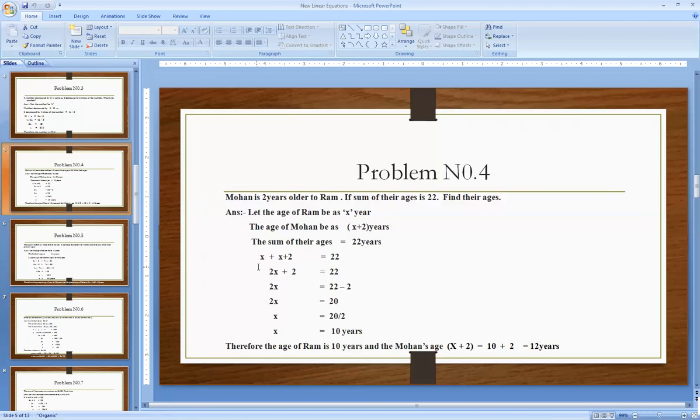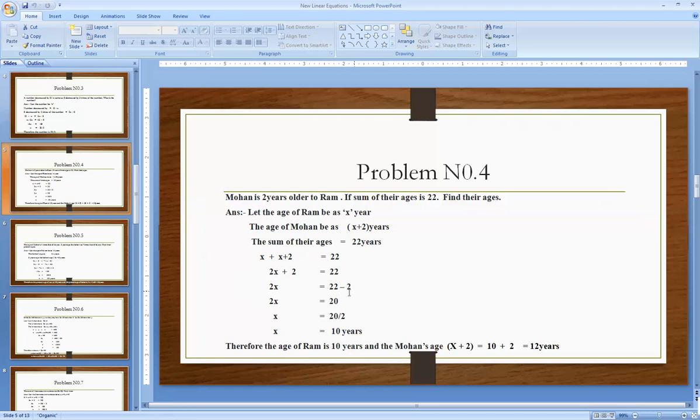So this has been written in the form of an equation: Ram is x years, plus Mohan will be x plus 2 years, that equals 22 years. Now we add the x's: on the left side there are 2x plus 2 equals 22. Now we retain the x variables on the left side and shift the numbers to the right side, that is 22.